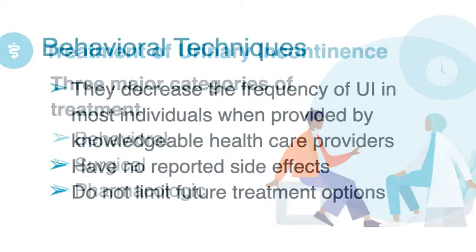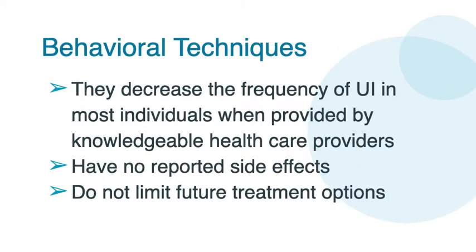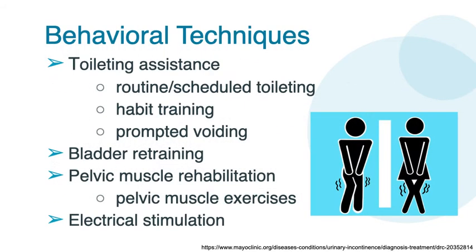Behavioral techniques decrease the frequency of urinary incontinence in most individuals when provided by knowledgeable healthcare providers. They have no reported side effects and they do not limit future treatment options. In behavioral techniques, we also need to teach the patient toileting assistance, routine scheduled toileting, habit training, prompted voiding, bladder training, pelvic muscle rehabilitation, pelvic muscle exercises, and electrical stimulation.